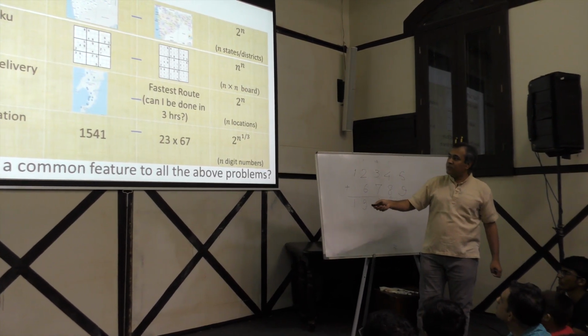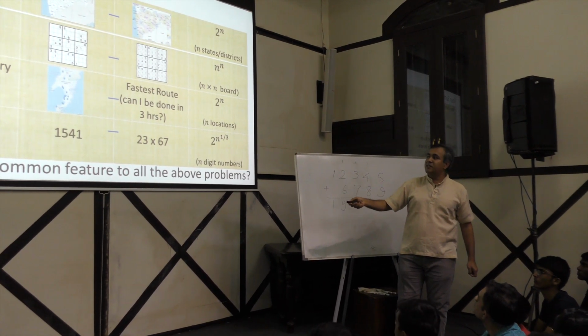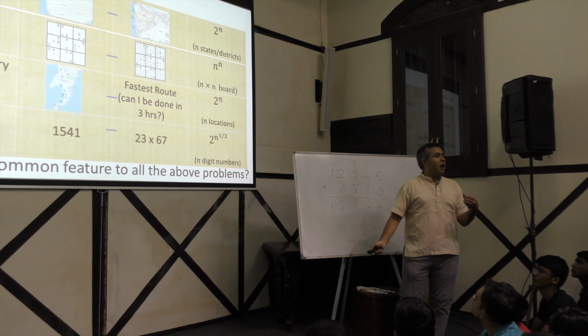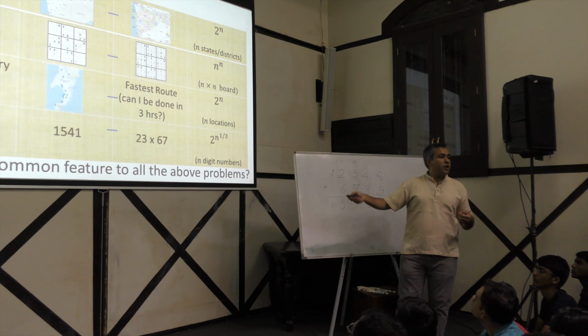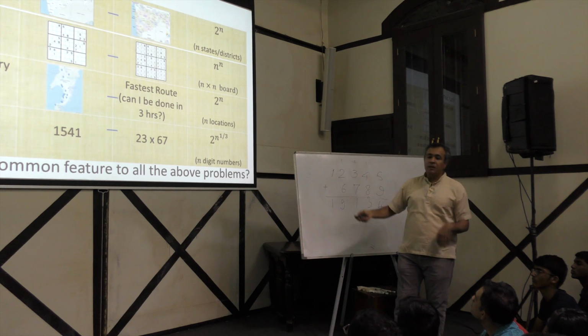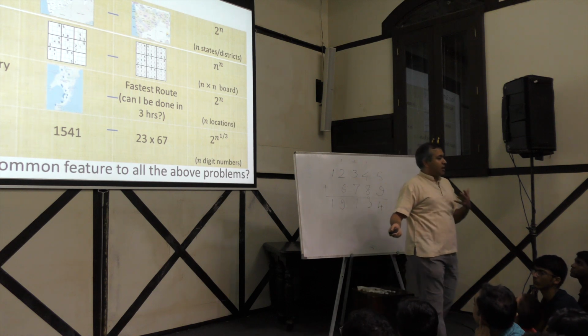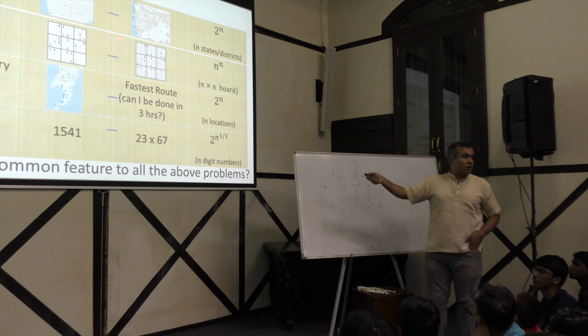All these 4 problems have this feature, and the reason I'm not able to put chess here is, if somebody says this is a winning strategy for chess, I don't know how to check that it's a winning strategy. These 4 problems have this feature among them: I might not be able to solve them, but given a solution, I can check whether the solution is correct or not.